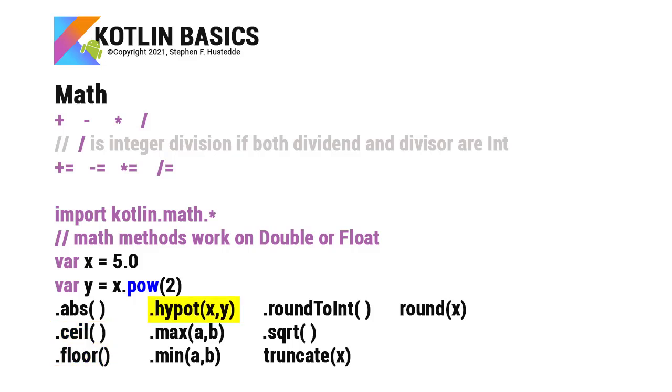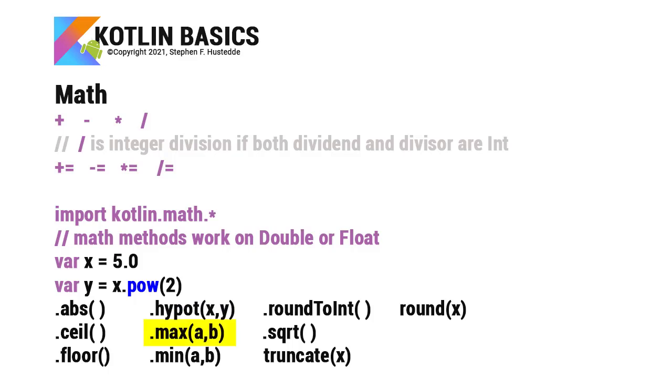I often do a project with my students where we have to find the hypotenuse of a triangle given sides A and B, or the 2 shorter sides. Here I did X and Y. It's kind of cool that Kotlin has a hypotenuse method built in, which of course is the square root of x squared plus y squared.